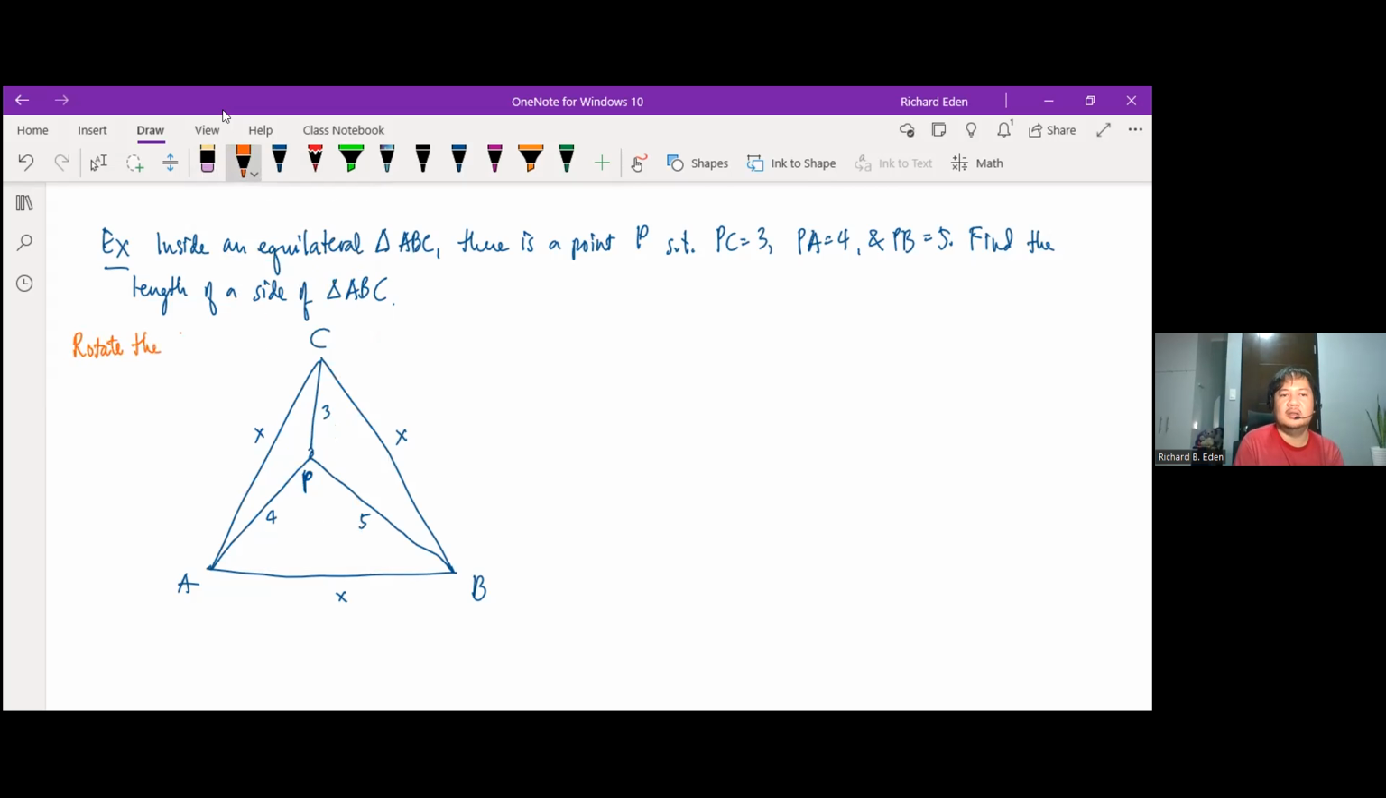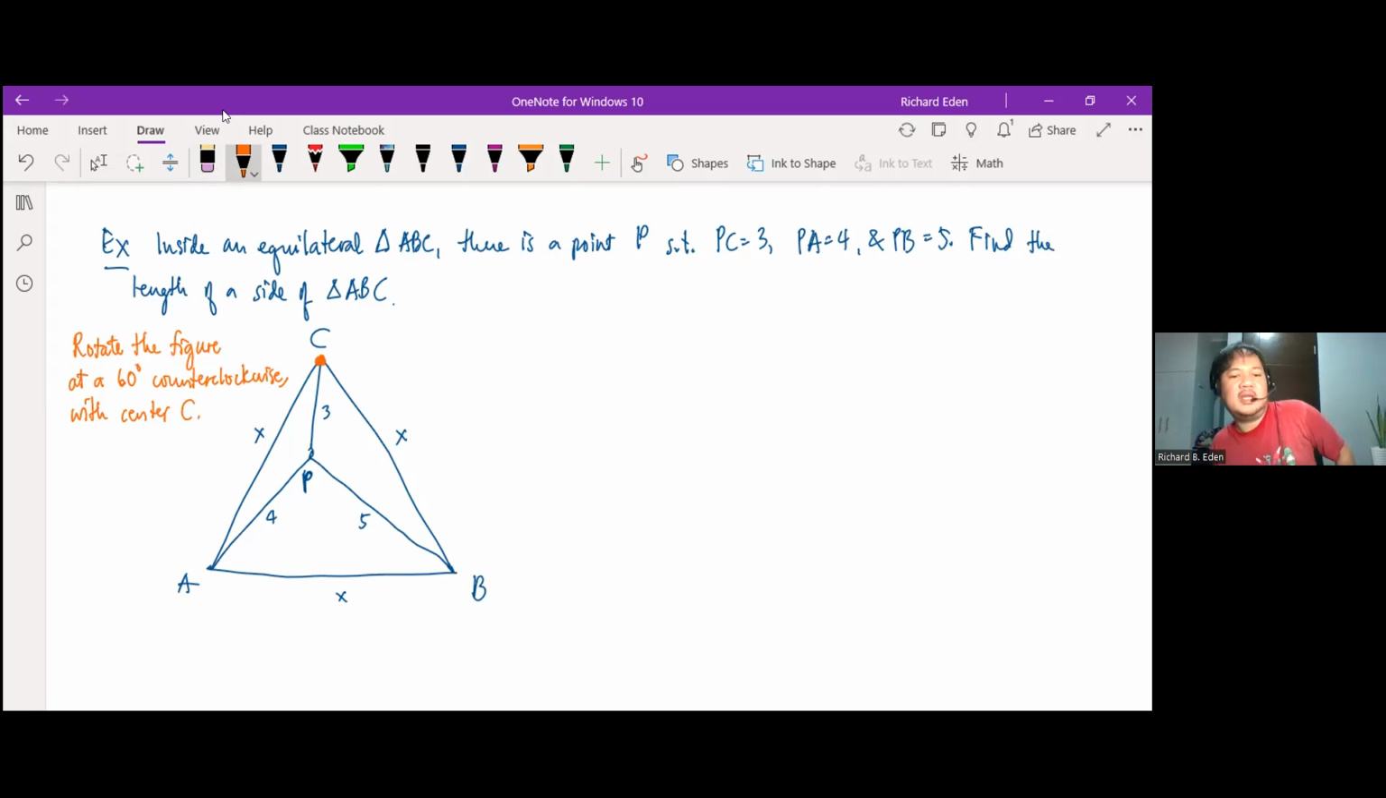Okay. The figure. At a 60-degree angle, and then let's do it counterclockwise. And then for the rotation, let the center be C. So this is going to be the center of rotation.